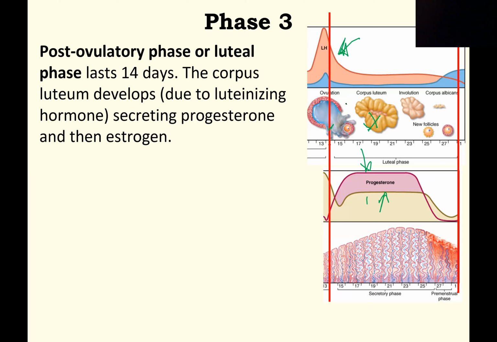So it's going to start fairly soon. This is a fully matured corpus luteum, but it starts building up and producing the hormones as soon as ovulation has occurred.